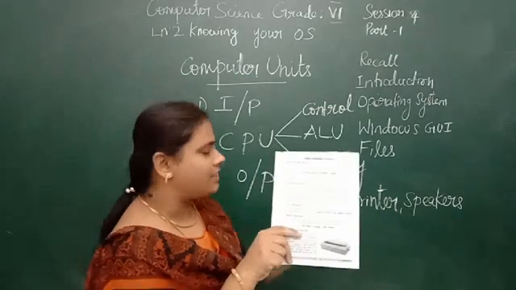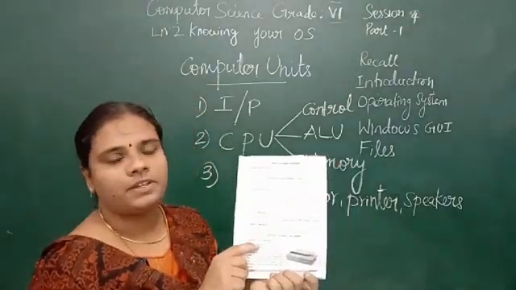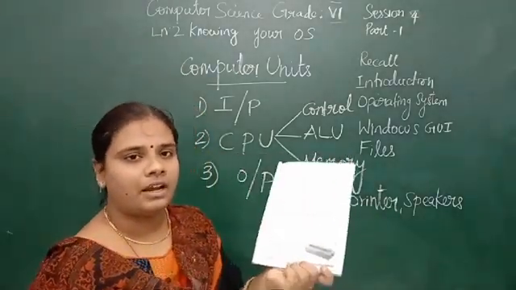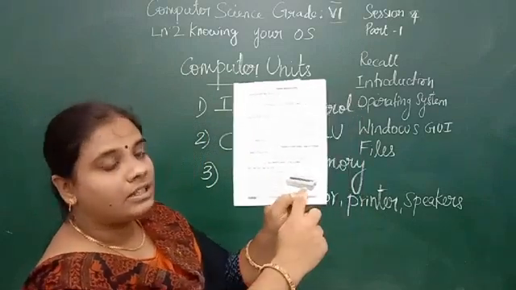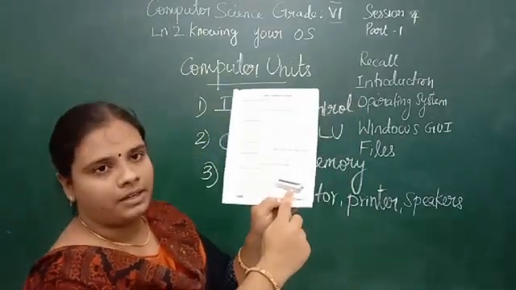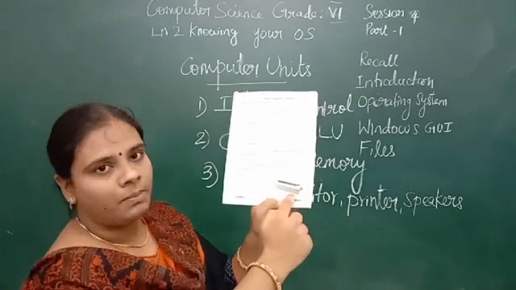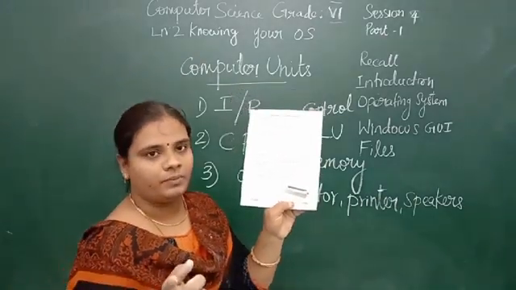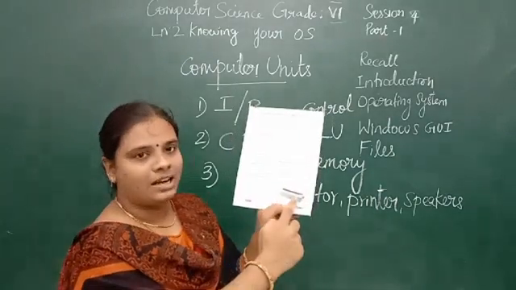Next output device, that is printer. There are two types of printer: one is impact printer and the other is non-impact printer. This is an example of impact printer. This is a dot matrix printer. I think in our office room, while paying fees, you can see this dot matrix printer.